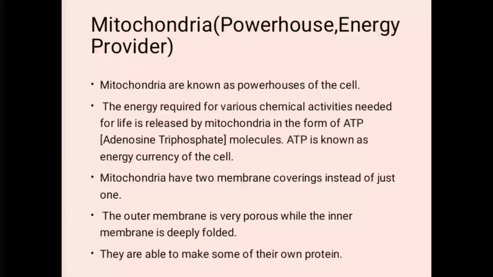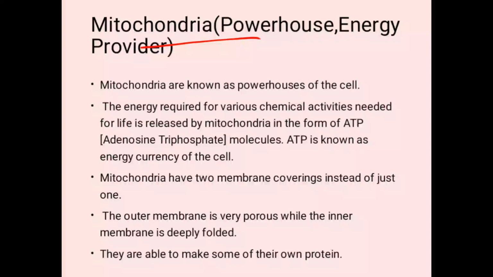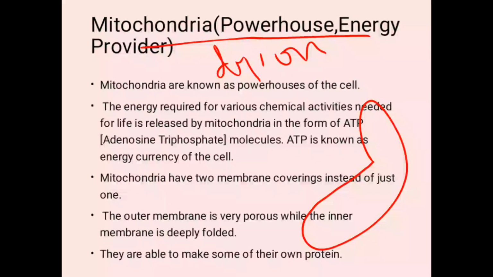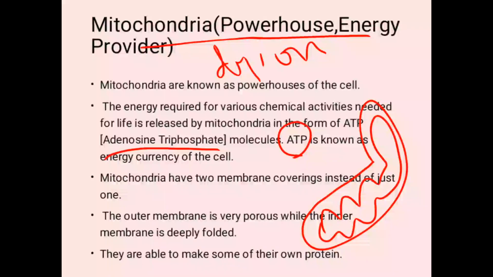Next one is the mitochondria. In singular, it is called mitochondrion. So this is said to be the powerhouse of the cell or energy provider. Why? Because inside the mitochondria, it has ATP. Full form is adenosine triphosphate. With the help of ATP, our cell gets energy.